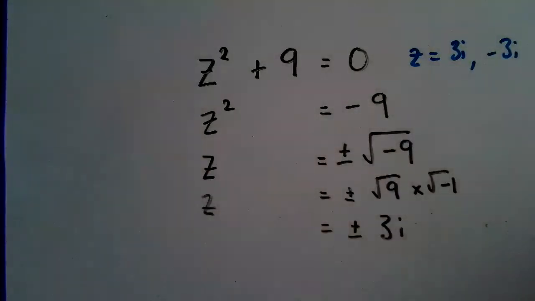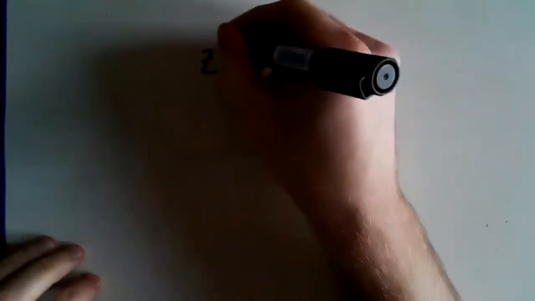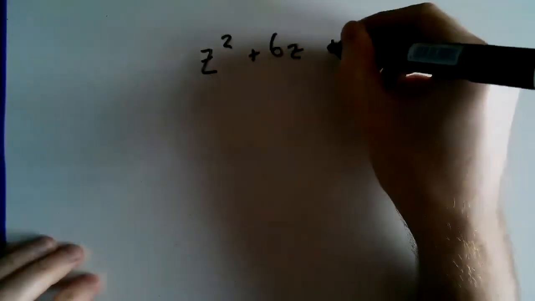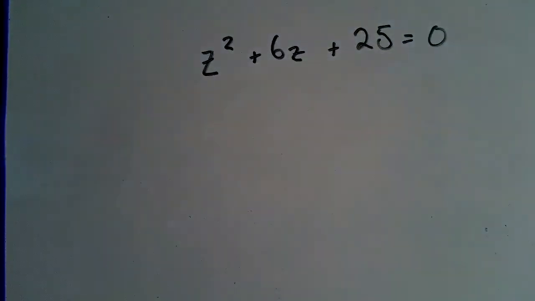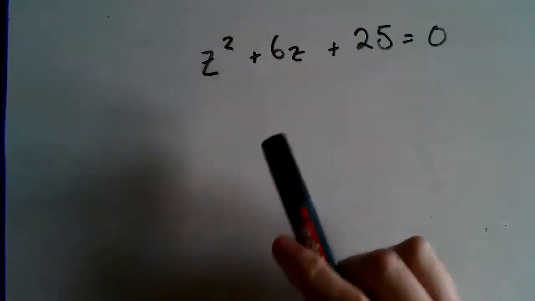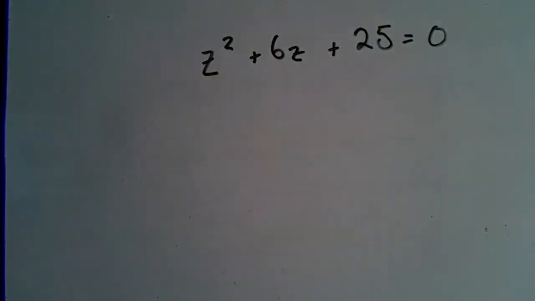Okay, let's try a slightly trickier one. Let's have a look at solving z squared plus 6z plus 25 equals 0. Well, don't try and factorize it, because that's not going to be any real roots. Instead, what I want you to do is use one of the other two methods: either complete the square or the formula. Personally, I prefer completing the square, but the formula will equally work.